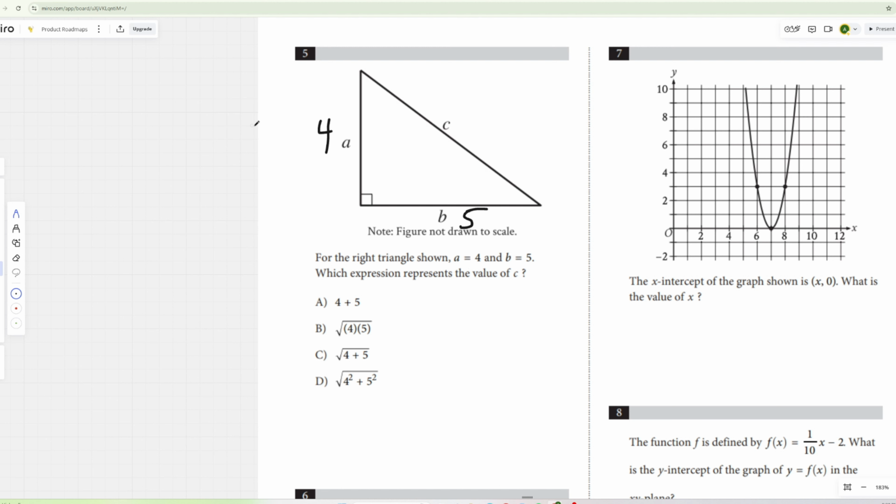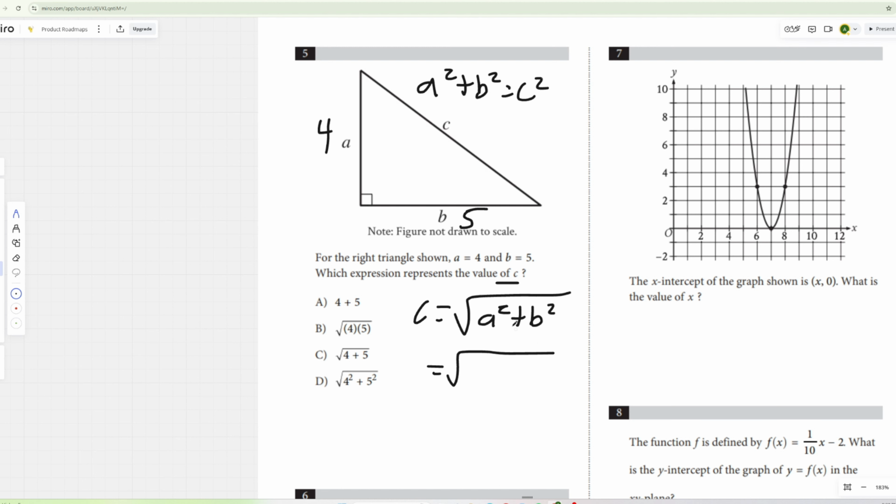Okay, this is the Pythagorean theorem. We all know this: a squared plus b squared equals c squared. What represents the value of c? Well, to get c from here, c equals the square root of a squared plus b squared. They give you a. A is 4, so 4 squared, plus b is 5 squared. And boom, D matches that perfectly. So again, just testing your basic knowledge of right triangles.